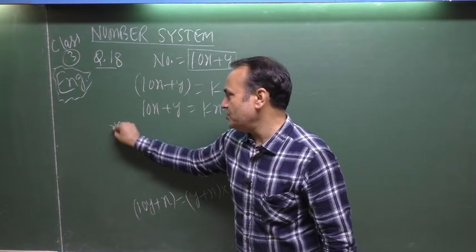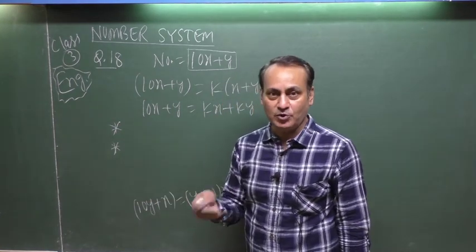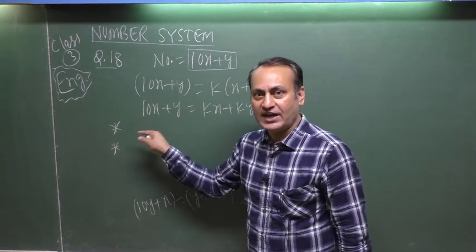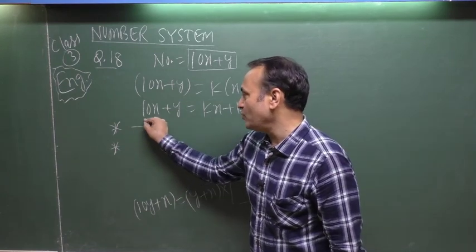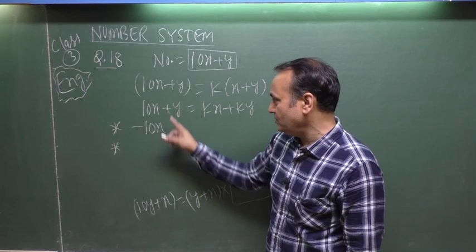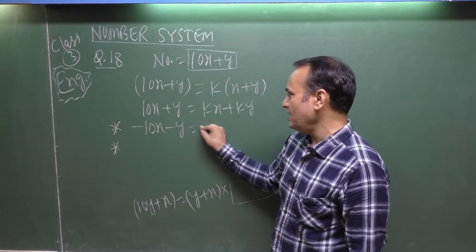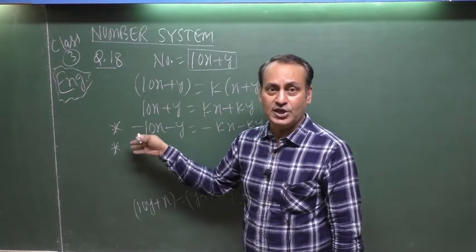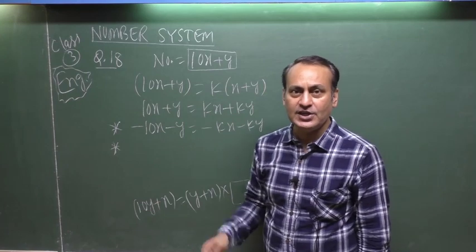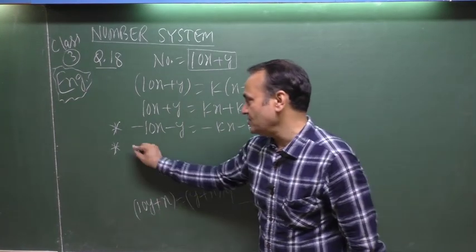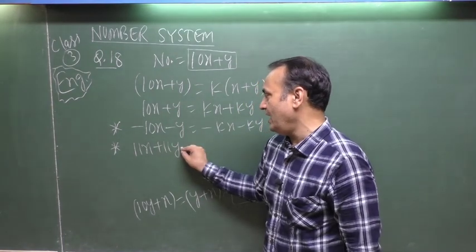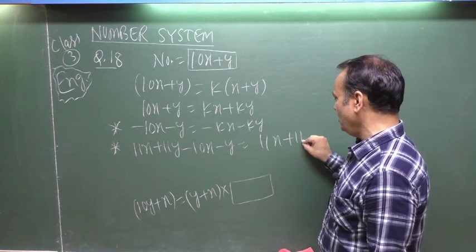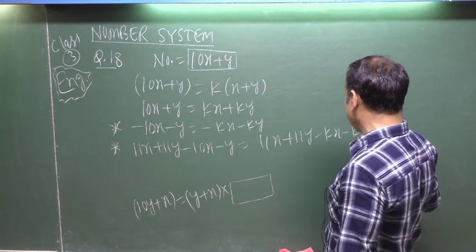For this, in the basic process, you have to take two steps from your side. One step is to multiply both sides by -1, which gives minus 10x minus y equals minus kx minus ky. Thereafter, you will have to add 11x plus 11y to both sides, to the left as well as to the right.